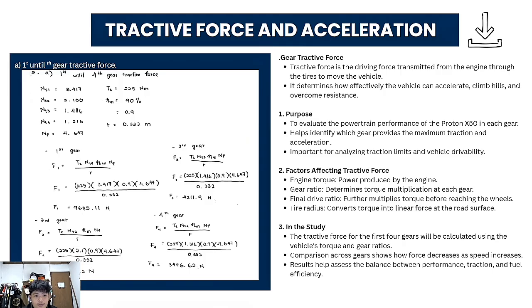So let's move to question number 2, tractive force and acceleration. For A, we need to find the first until the fourth gear tractive force. The tractive force is the driving force transmitted from the engine through the tires to move the vehicle. It determines how effectively the vehicle can accelerate, climb hills, and overcome resistance.